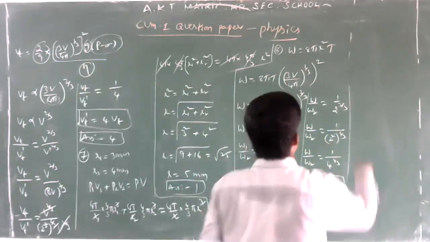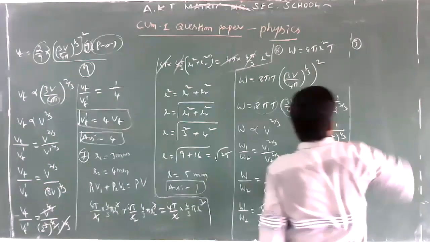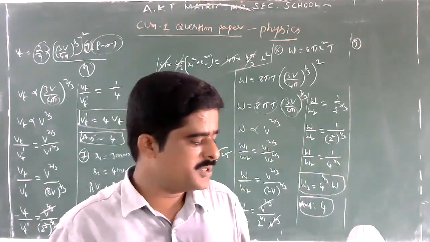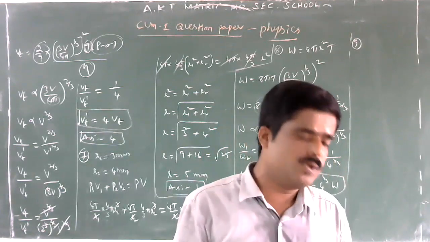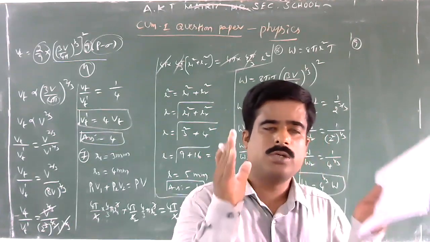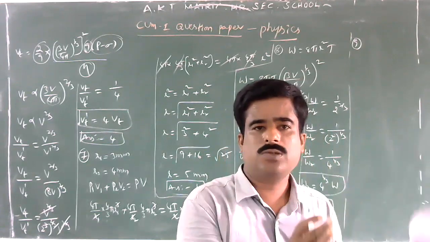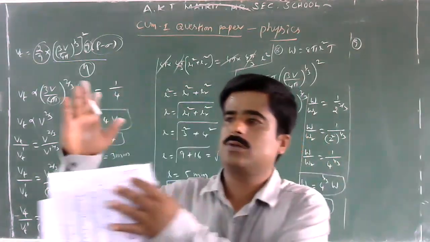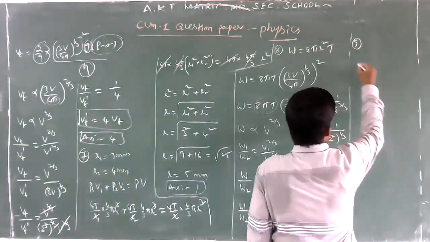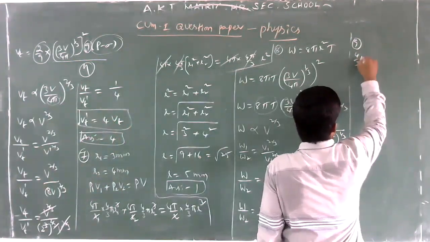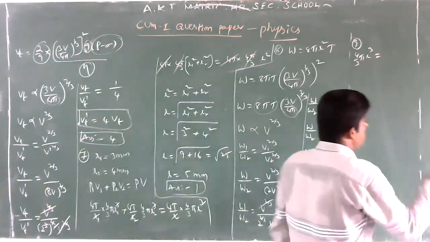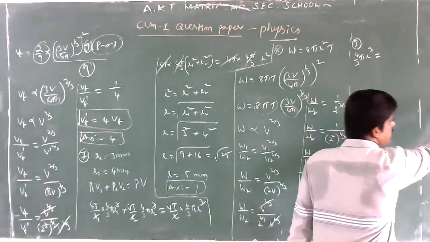First case. First one, a big soap bubble is given. But the soap bubble is divided into how many equal parts? 27 equal bubbles. 27 equal bubbles means the total volume of the big bubble will be equal to the total volume of 27 bubbles. Here suppose the volume of the big bubble is 4 by 3 pi R cube. This is the volume of the big bubble, which is equal to the volume of 27 small bubbles.